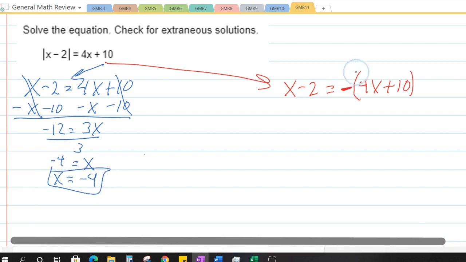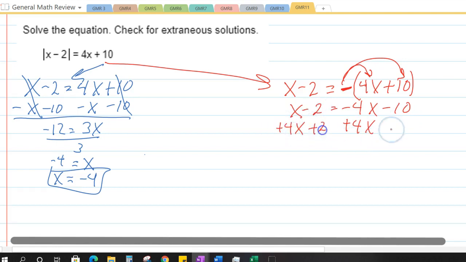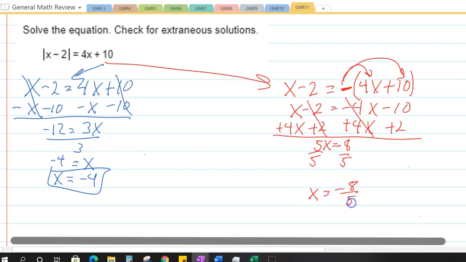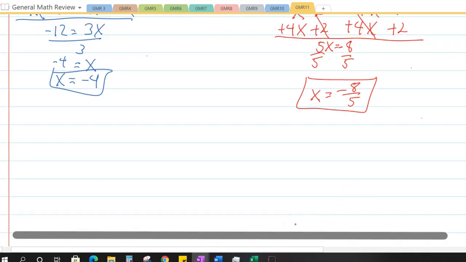On the negative side, first thing I have to do is distribute that negative sign. Now I go along the same route. I'm going to move the -4x to the left in order to keep my x's positive, which means I need to move the -2 to the right. Negative 2 cancels. Positive and -4 cancels. 5x is equal to -8. Divide both sides by 5. X is equal to -8/5.